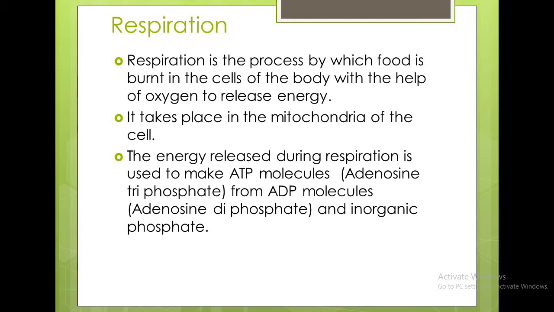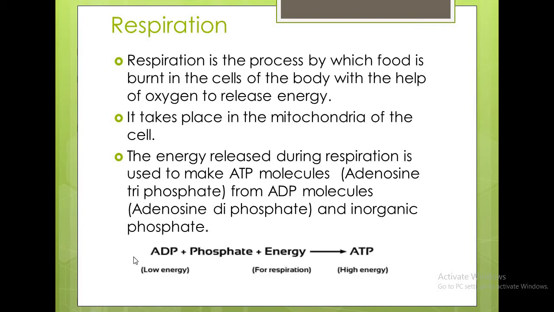So maybe this new term may confuse you. When we learn some important topics in the next classes, you'll understand more about it. What is ATP? ATP is the energy currency for most cellular processes. Whatever cellular process is going on in our body, this is actually an energy currency. It is full of energy. The energy released during the process of respiration is used to make an ATP molecule, right? And it comes from ADP and some inorganic phosphates, right?